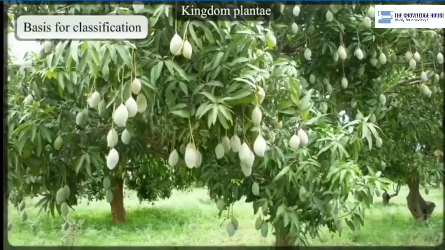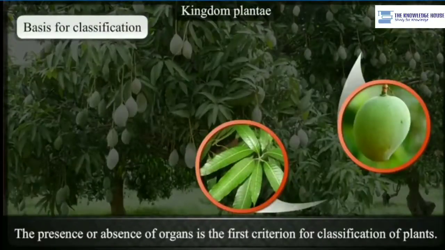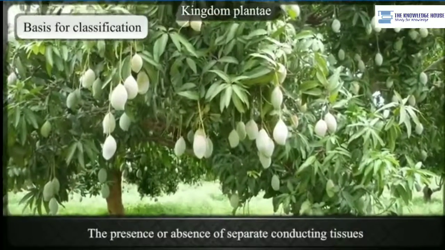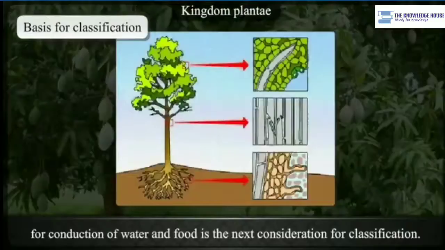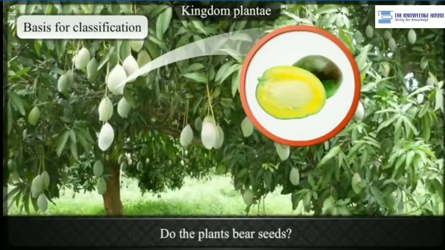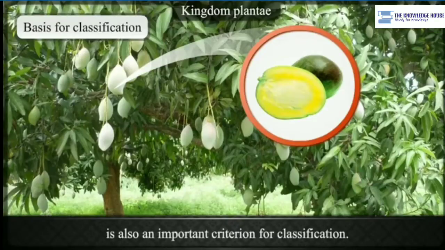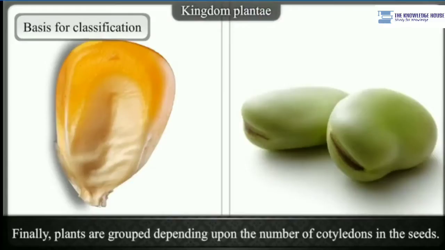Basis for classification. The presence or absence of organs is the first criterion for classification of plants. The presence or absence of separate conducting tissues for conduction of water and food is the next consideration. Do the plants bear seeds? If they do, then whether the seeds are enclosed in a fruit or not is also an important criterion for classification. Finally, plants are grouped depending upon the number of cotyledons in the seed.